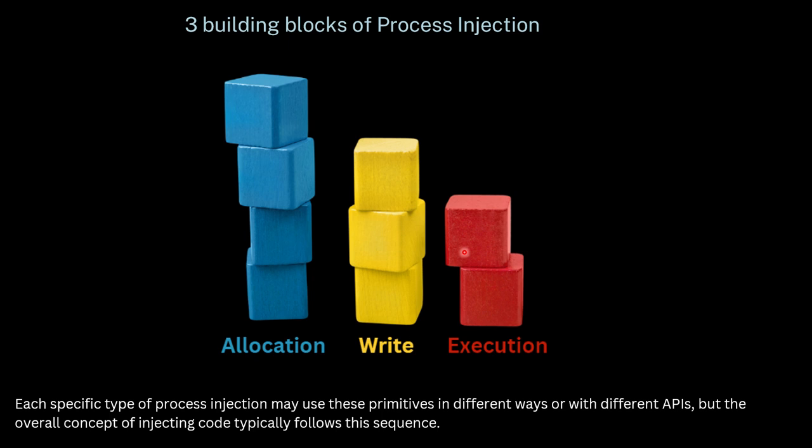In the execution stage, there are different APIs and different system calls that are abused, and that's why in execution you will see the variety. But allocation and write mostly use the same APIs and same functions in Windows. So let's do a theoretical deep dive, not a practical one, into each of these stages of allocation, write, and execution, and understand how process injection works.